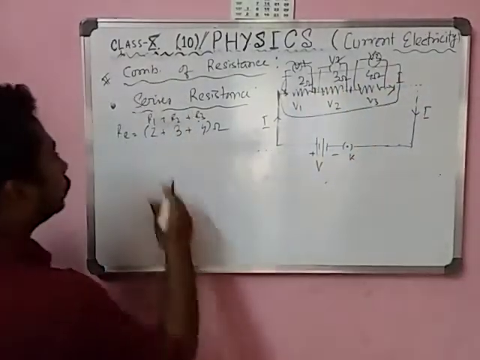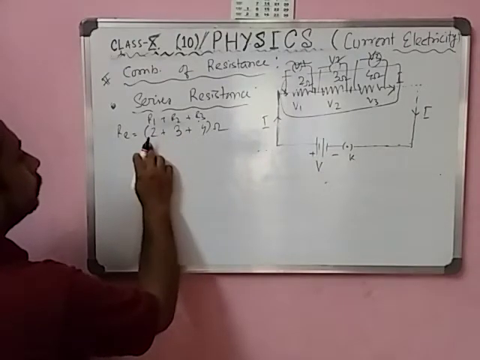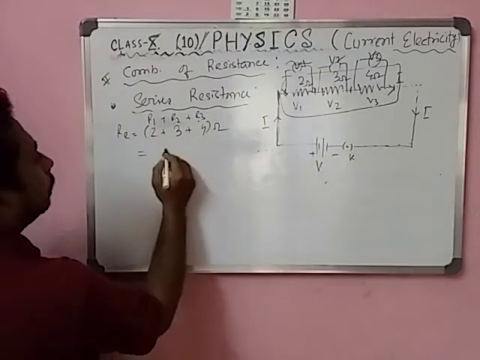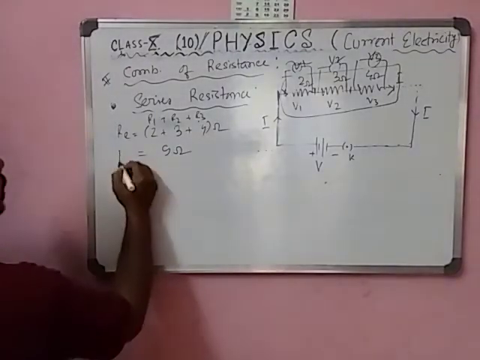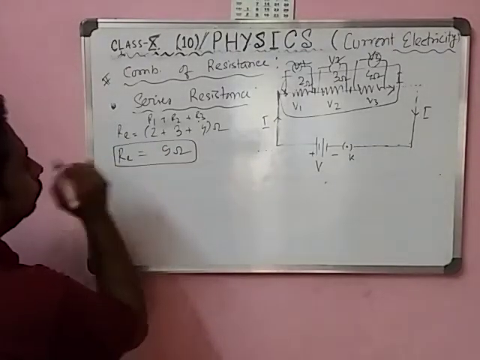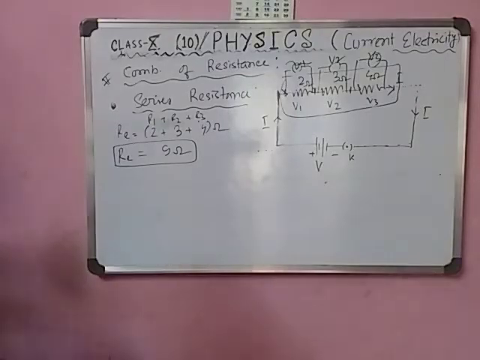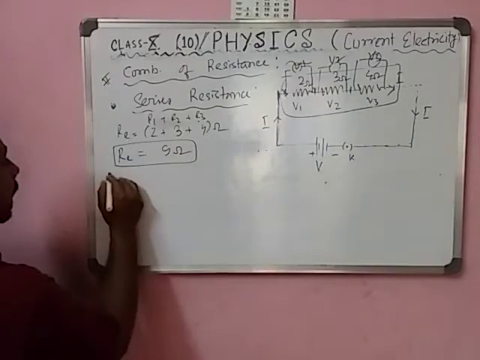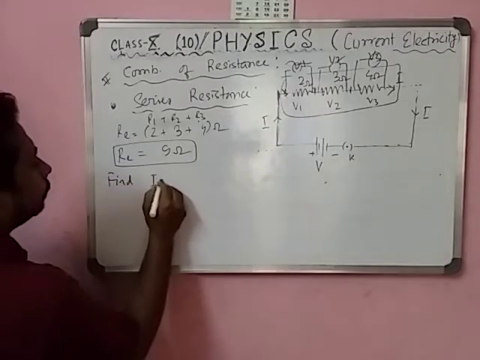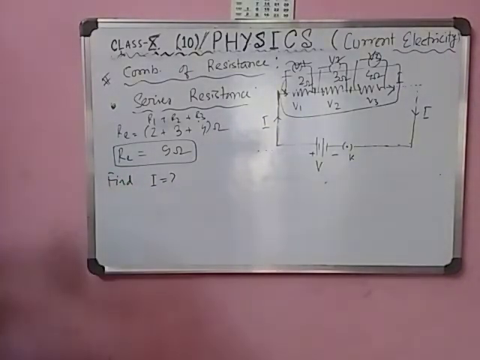Don't forget, so 2, 3, 5, 9. So 9 ohm. Okay, so R equivalent will be 9 ohm. Now what is the current? Suppose they are asking to find also the current. Find current equal to how much?